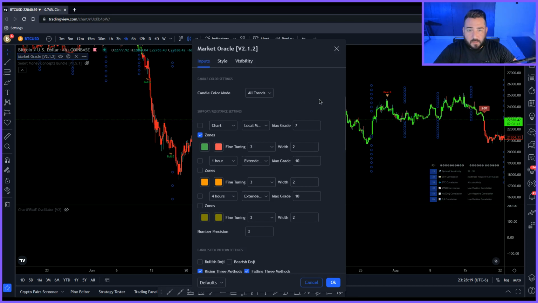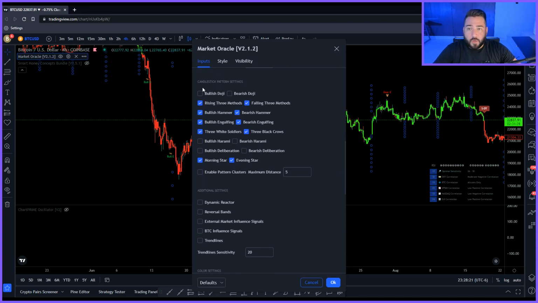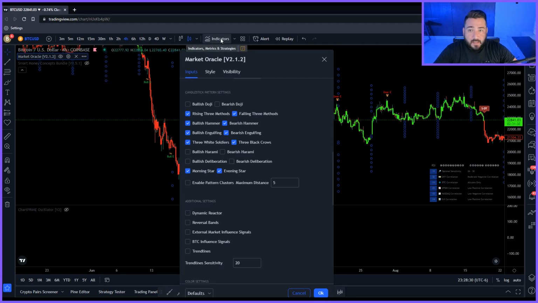And let's just wait for a second. Here we go. Then we're going to be taking a look at the candlestick pattern settings. Right here, you can see the same indicator as you might be having inside the indicators, invite only scripts, and candlestick patterns. So basically, we have added it inside Market Oracle.